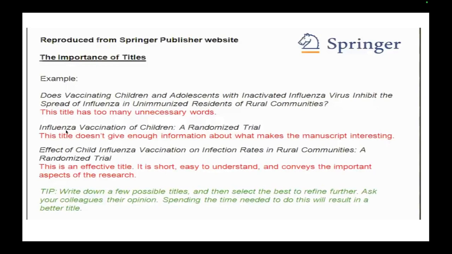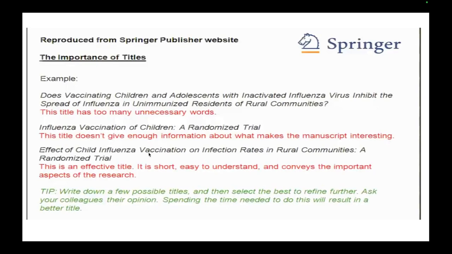So here you have to cut it down and make it concise, but you don't have to make it too concise that it does not give the full information. I already told you the title should give all the information about the paper, and at the same time it should be concise also. Now you can write it in this way also.